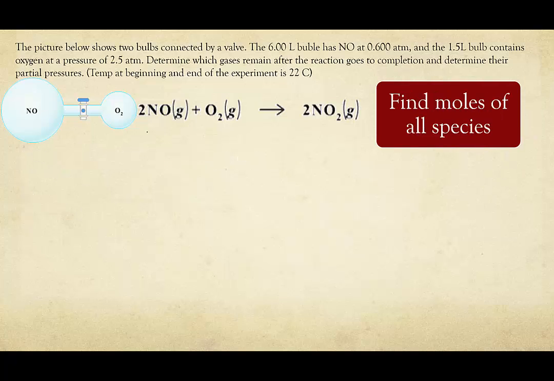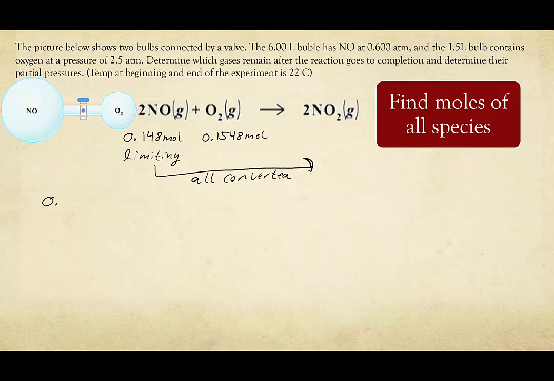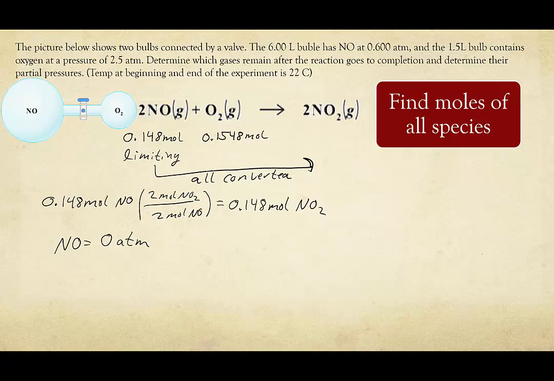We initially started with this many moles of NO and this many moles of O2. We know that this is our limiting reagent, and every bit of it will be converted into NO2. If we do this mole ratio, we can see that all of it is converted into NO2. So now we have two numbers. We know that our NO is going to equal 0 atm because it's our limiting reagent. And we also know that our NO2 is going to be 0.148 moles. So our last thing to solve for is oxygen.